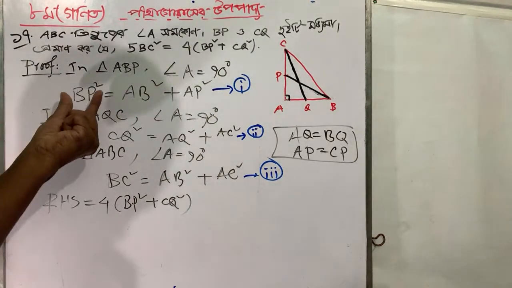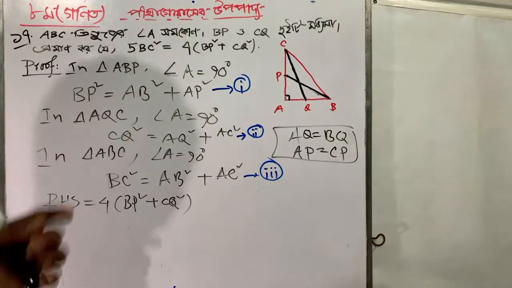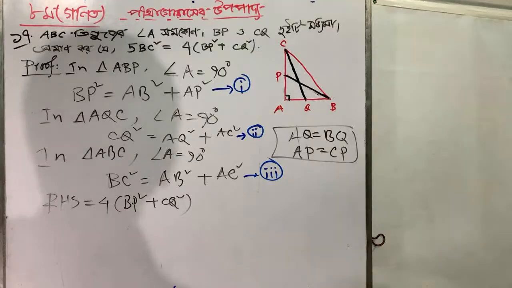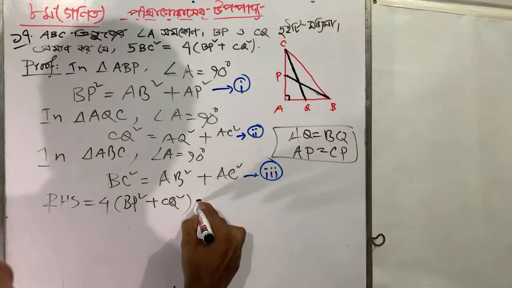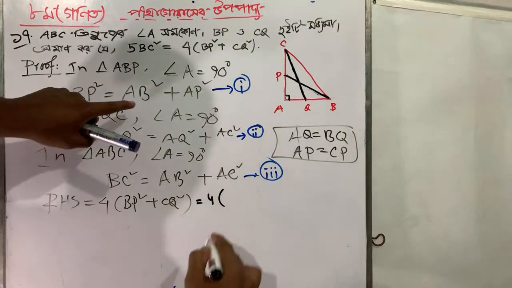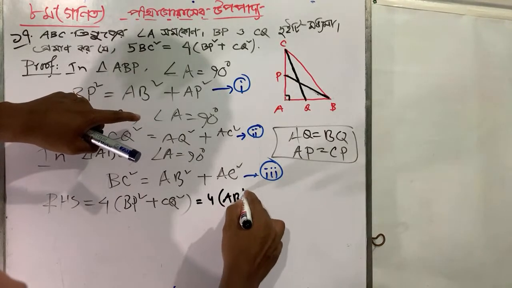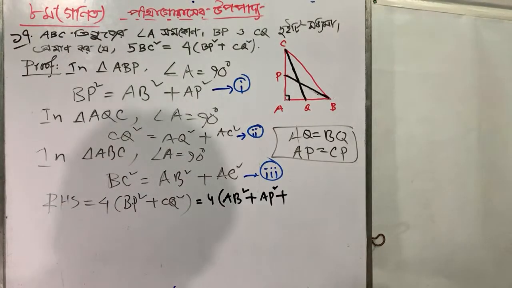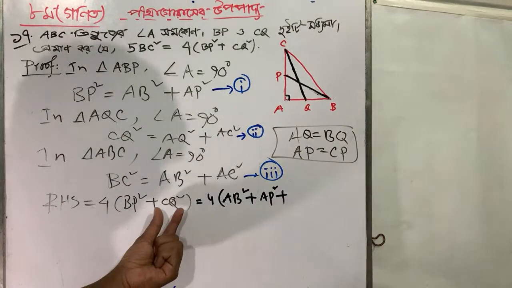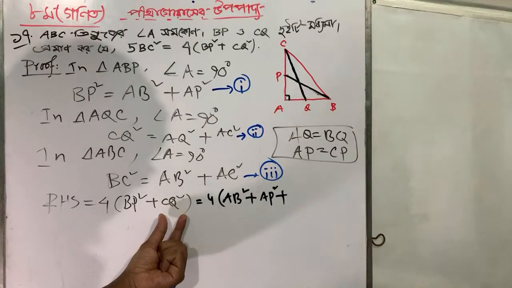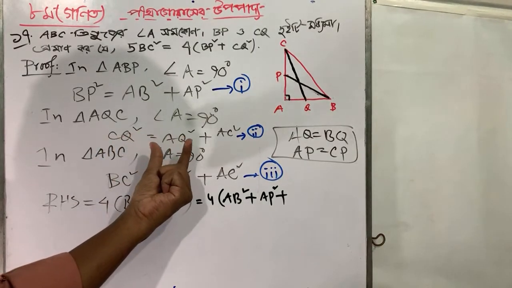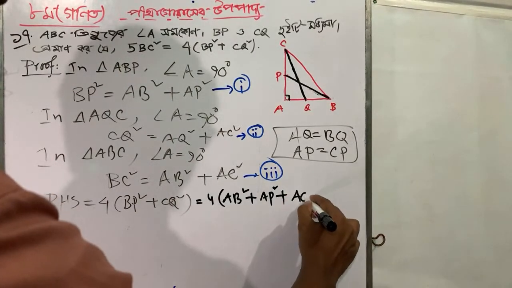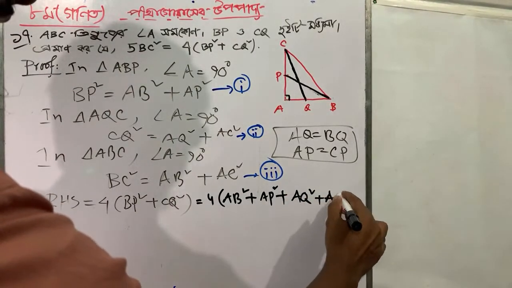So BP square is equal to this, AB square plus AP square. How about CQ square? CQ square is equal to this, AQ square plus AC square.